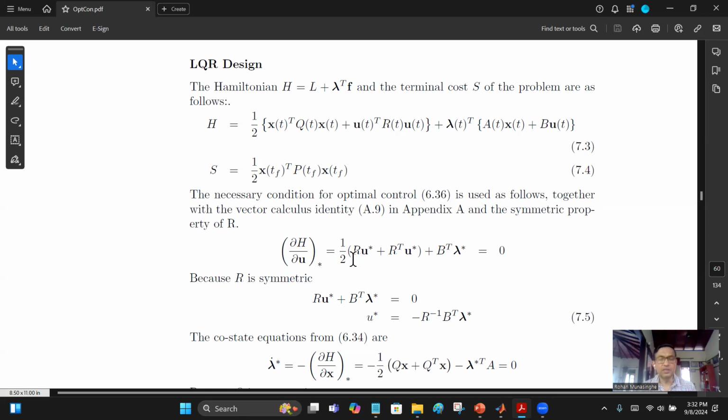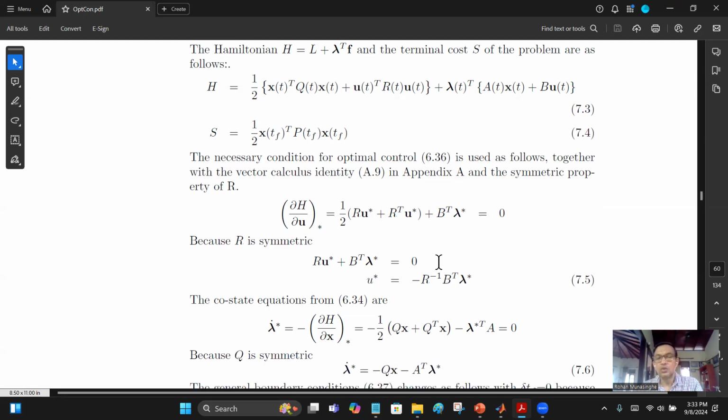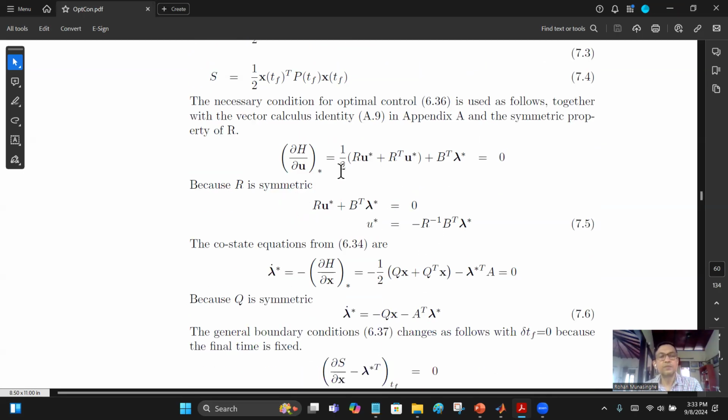Hamiltonian says differentiate the Hamiltonian with respect to the control. The Hamiltonian is the cost with respect to U. Of course, you can understand this, right? If you want to have optimal controls, you need to minimize the cost with respect to the control. Everybody understand that? So this is one of the conditions.